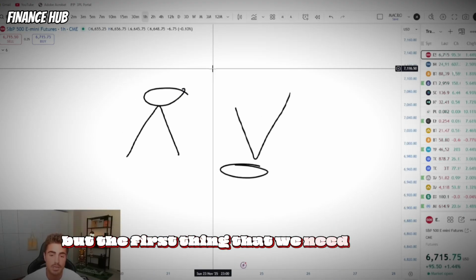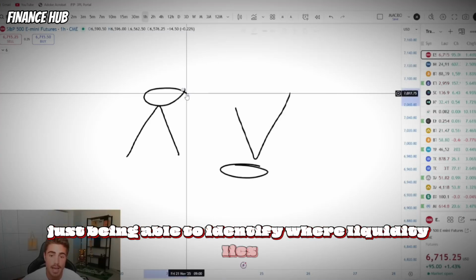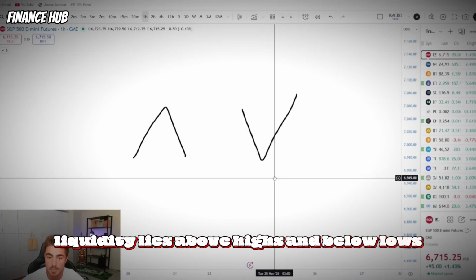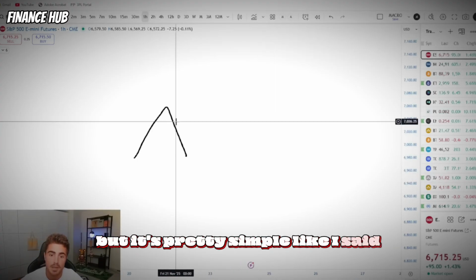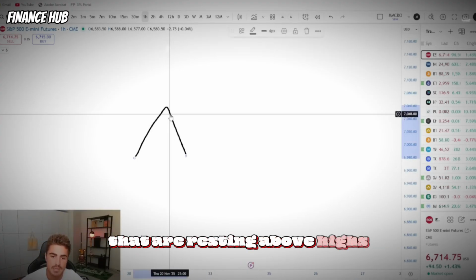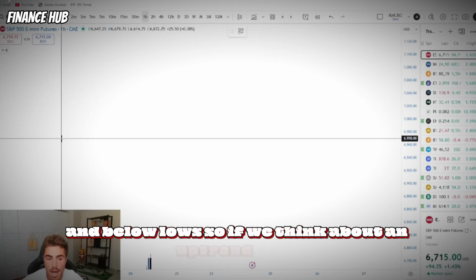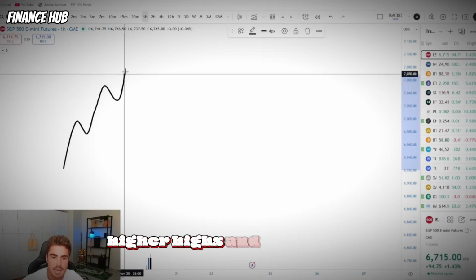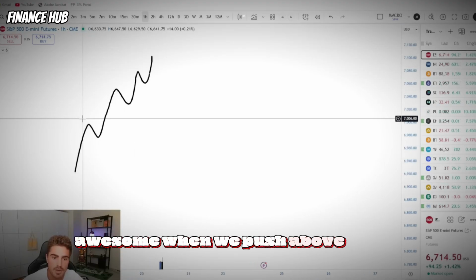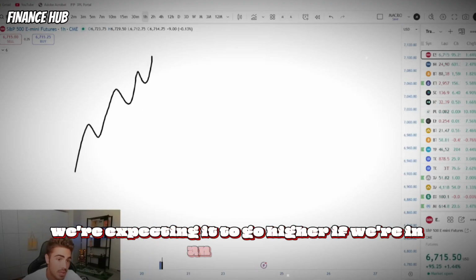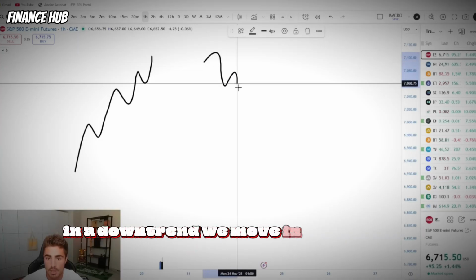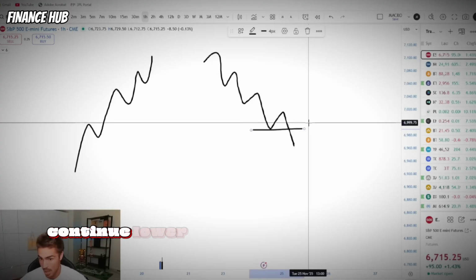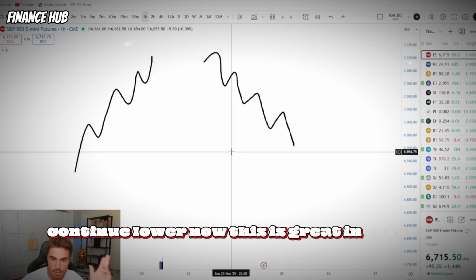So that's what I'm going to show you guys today. But the first thing that we need to do is just being able to identify where liquidity lies. And I'll give you guys a quick little summary of why liquidity lies above highs and below lows, but it's pretty simple. Like I said, there's a shit ton of orders that are resting above highs and below lows. So if we think about an uptrend, okay, how do uptrends move? This is beginner shit, right? Higher highs and higher lows. Awesome. When we push above a high, we're expecting it to go higher if we're in an uptrend. In a downtrend, we move in lower highs and lower lows. So when we push underneath a low, what are we expecting price to do? Continue lower.